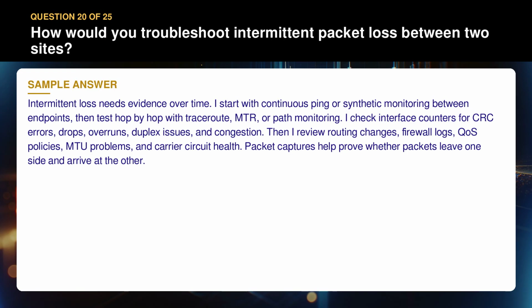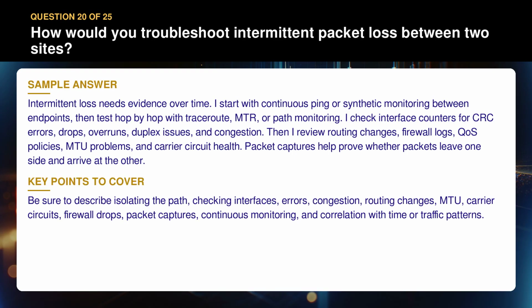Then I review routing changes, firewall logs, QoS policies, MTU problems, and carrier circuit health. Packet captures help prove whether packets leave one side and arrive at the other. Be sure to describe isolating the path, checking interfaces, errors, congestion, routing changes, MTU, carrier circuits, firewall drops, packet captures, continuous monitoring, and correlation with time or traffic patterns.